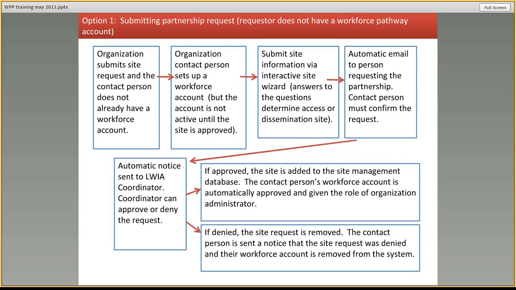If it's denied, just type in a message why it has been denied. Maybe it's a duplicate site, or maybe they charge for services that are free through Illinois WorkNet, whatever the case may be. That way, they know why it has been denied, and the system will automatically send them a message. If it's approved, then the person that set up their account, whenever they set up their organization, will automatically be approved and given the role of an organization administrator.